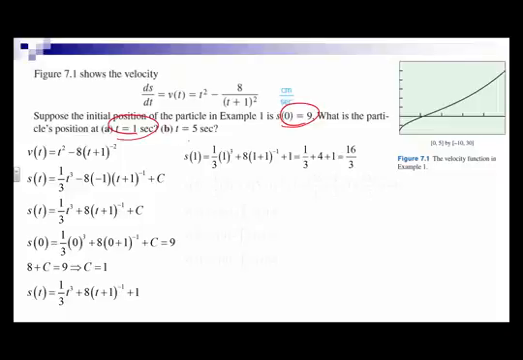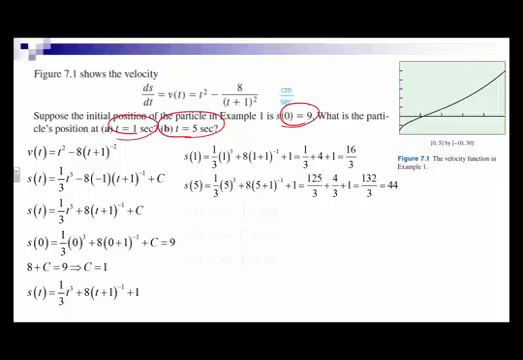Likewise, if I want to answer the second question, what is the value of the position at time t equal 5, every place I see the t value, I can put in the value 5. Again, I'm going to get something divided by 3, 125 divided by 3, plus 4/3 plus 1. And if we evaluate that, we get 44.